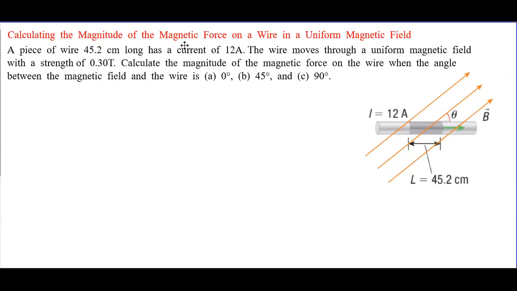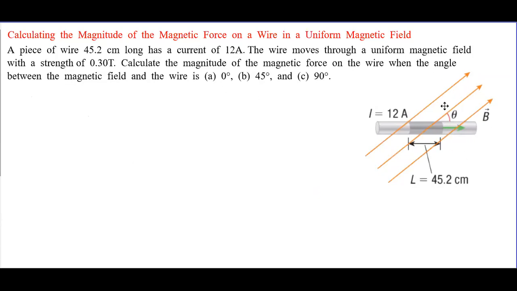Calculate the magnitude of the magnetic force on a wire in a uniform magnetic field. A piece of wire about 45.2 centimeters long has a current of 12 amps flowing through it, flowing to the right according to the diagram. The wire moves through the magnetic field of 0.3 teslas. Calculate the magnitude of the magnetic force on the wire when the angle between the magnetic field and the wire is 0 degrees, 45 degrees, and 90 degrees.